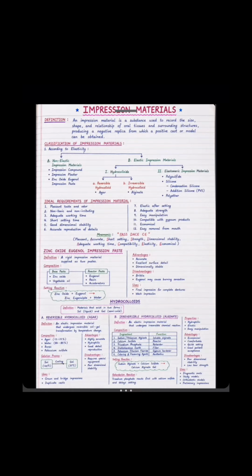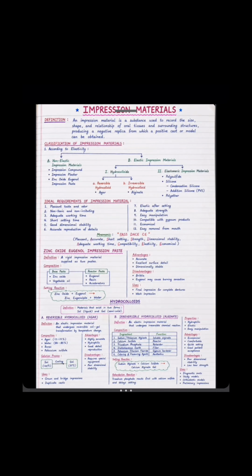And then we jump into the elastic impression materials, that is hydrocolloid and elastomeric impression materials. So first come hydrocolloids. Now let's switch gears to materials that can flex and stretch around teeth without breaking. First up are hydrocolloids, that is material containing water held in a colloidal state.